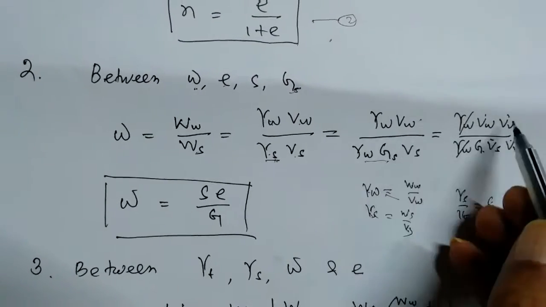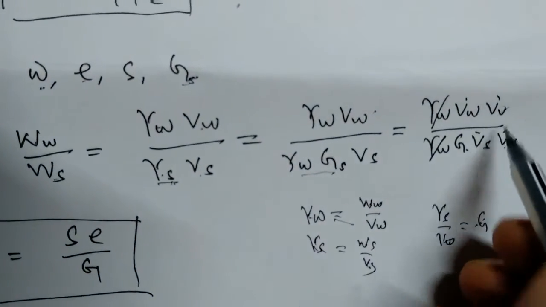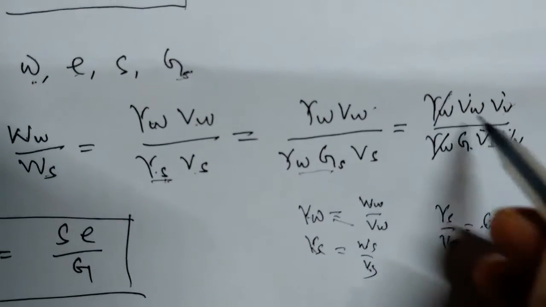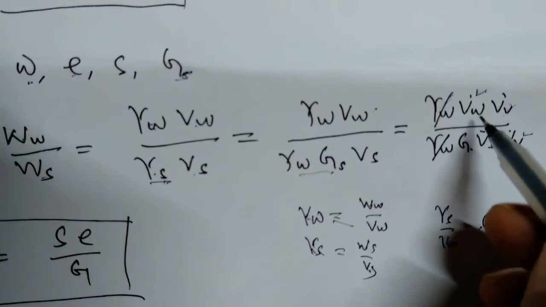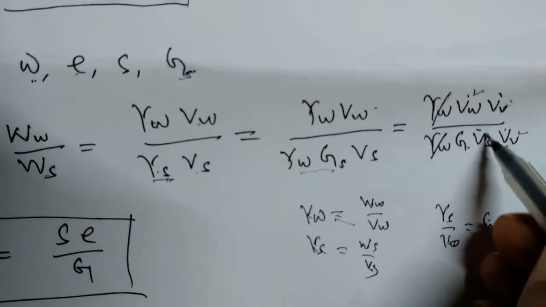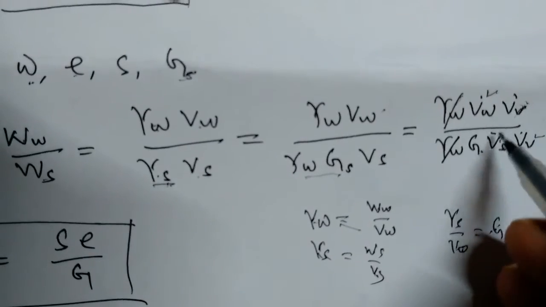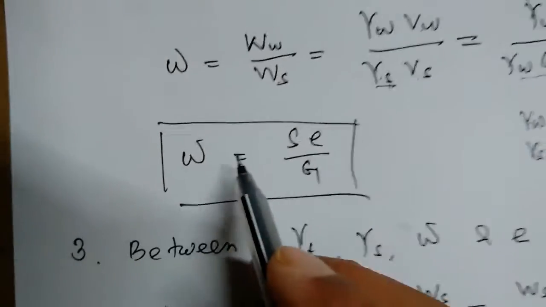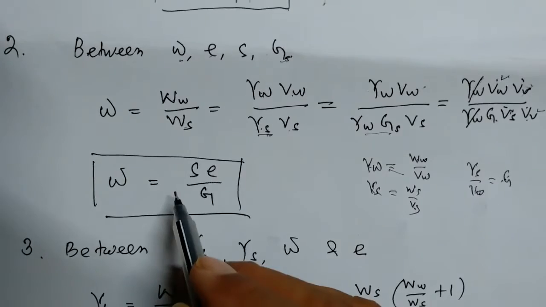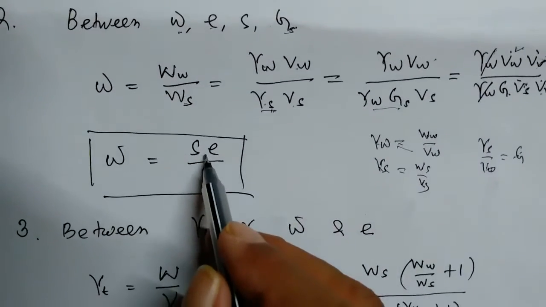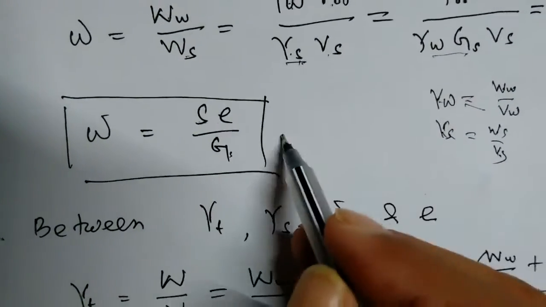Now multiplying by volume of void, one volume of void below, one above. Now volume of water and volume of void will give you degree of saturation S, and Vv by Vs will give you e. So these two will make S, these two will make e. So S into e by G. This is what is written. Small w is equal to Se by G. So a relation has been developed. Water content is equal to degree of saturation multiplied with void ratio divided by specific gravity of solid. This is relation number 3.